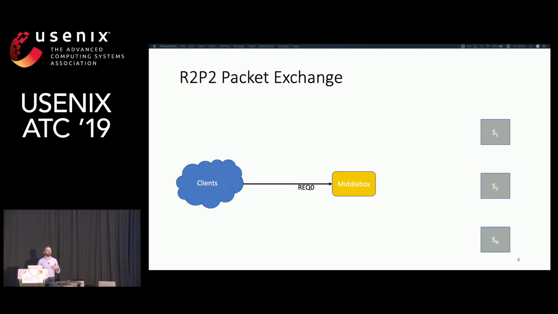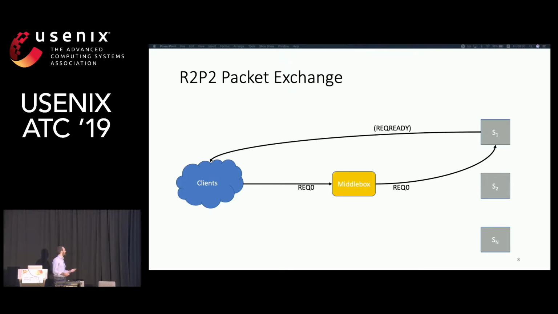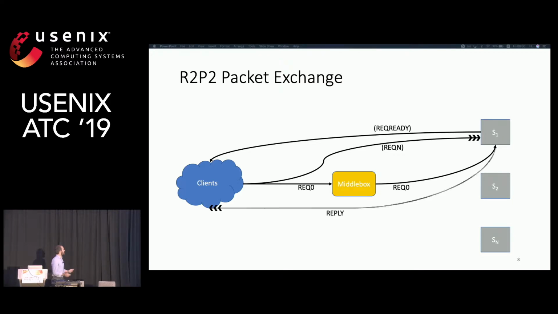Then the middlebox makes a decision and chooses a target server. In the case of a multi-packet request, the server notifies the client that it is ready to serve this request, and the client sends the rest of the request to the server, bypassing the middlebox. Then the server serves the request and streams the reply back to the client, again bypassing the middlebox. Finally, R2P2 implements application-specific feedback messages from the servers to the middlebox.